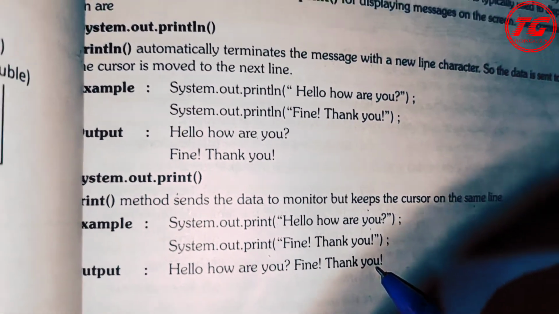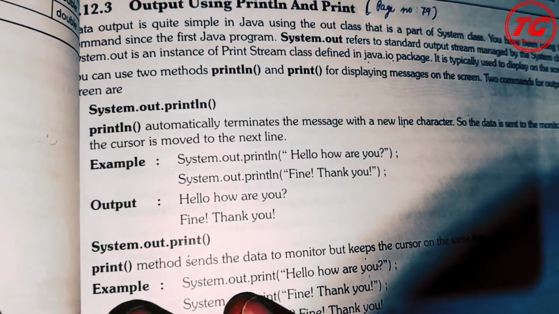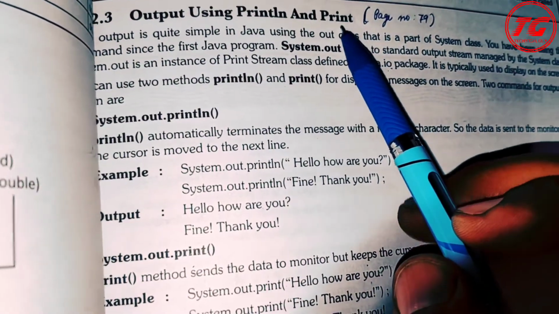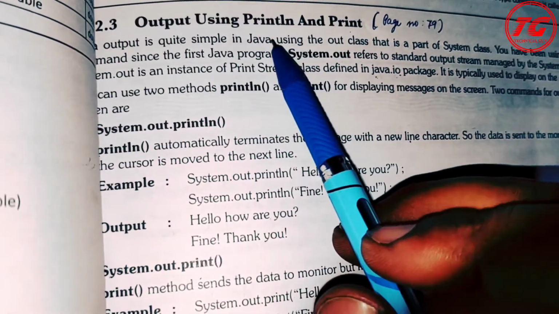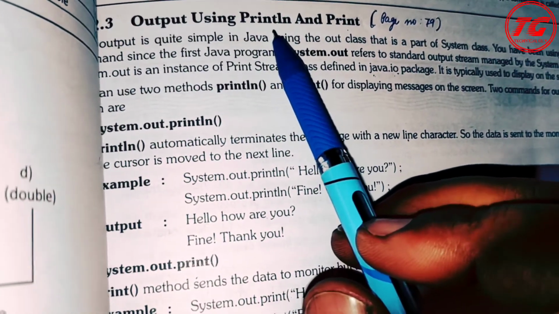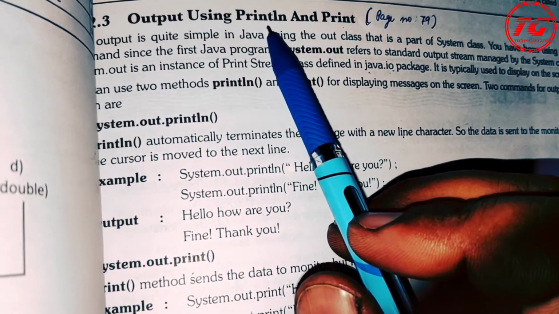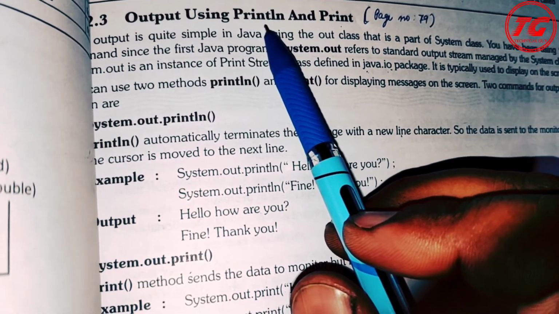So this is the main difference between print and println: the print method will not give a new line automatically, but the println method will print the message and it will add a new line automatically after printing the message.